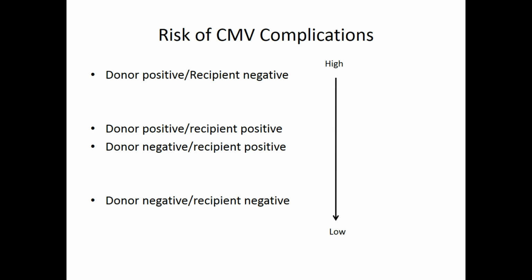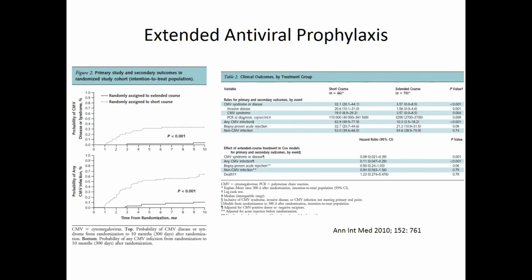Again, here's a schematic of risk of CMV reactivation or transmission from donor to recipient, going from highest to lowest. Again, the donor positive, recipient positive, and donor negative, recipient positive populations are of intermediate risk. More and more data is being generated regarding the use of antiviral preemptive therapy or prophylaxis to prevent CMV reactivation or transmission. You can see that the longer the duration of use of antiviral therapy, the lower the risk of CMV reactivation or infection.